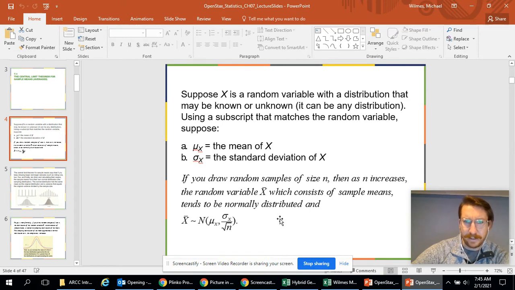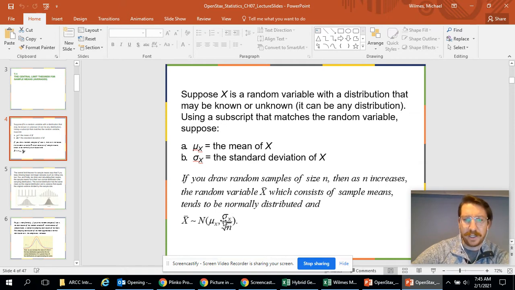And as n increases, the random variable x, which consists of sample means, is going to tend to be normally distributed, as we saw. And take notes. So we're going to say our variable is normally distributed. That's what that capital N stands for. The mu x, so the mean, is going to stay the same. The only part that changes is this part right here.